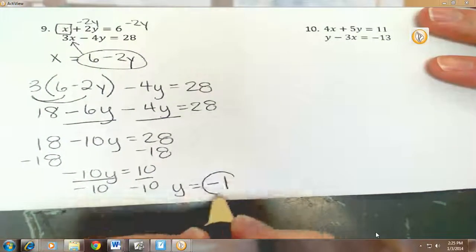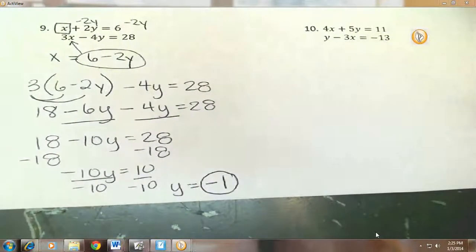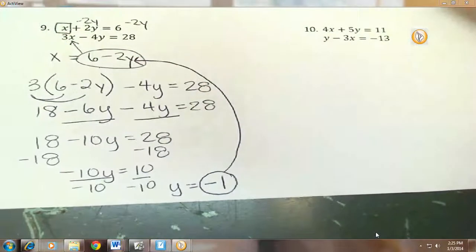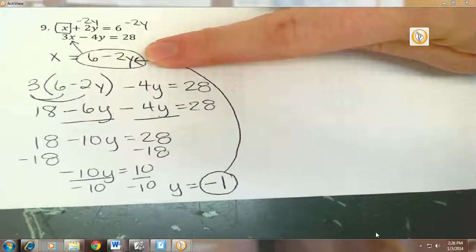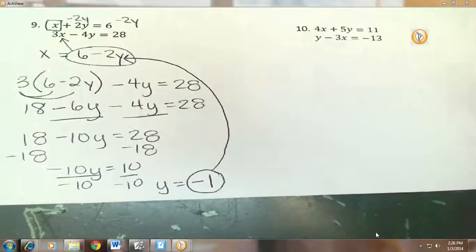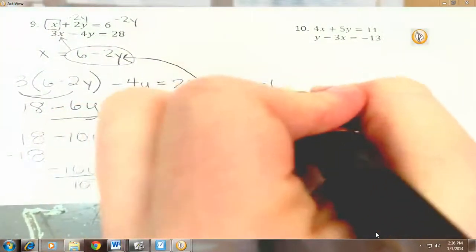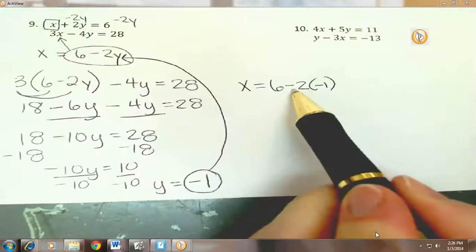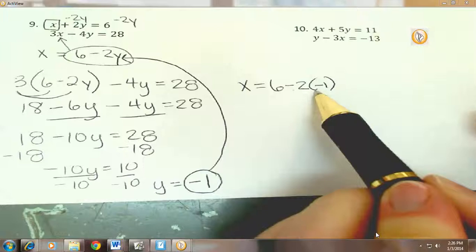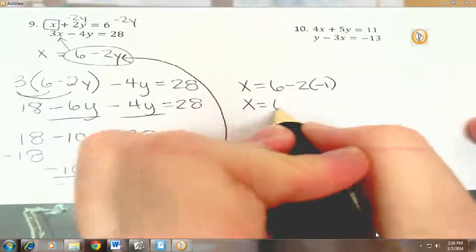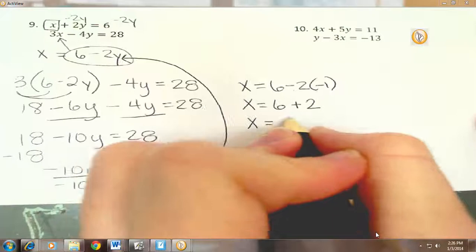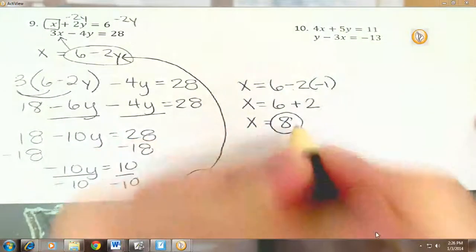Remember, to do that, we're going to take the value of y, which happens to be negative 1, and we're going to substitute it back into one of the equations up above. It really doesn't matter which equation. I'm picking this one because it's going to be the easiest algebra to do. When we substitute in, we have 6 minus 2 times negative 1. So really, negative 2 times negative 1 is a positive 2, and 6 plus 2 is 8. Our x coordinate is 8.